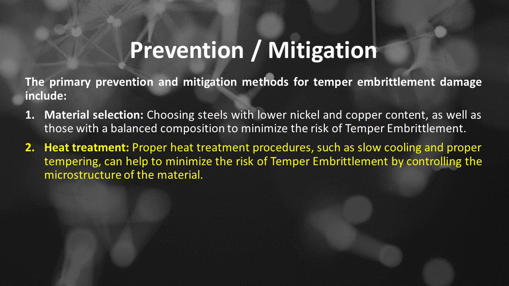Number 2 is heat treatment. Proper heat treatment procedures, such as slow cooling and proper tempering, can help to minimize the risk of temper embrittlement by controlling the microstructure of the material.